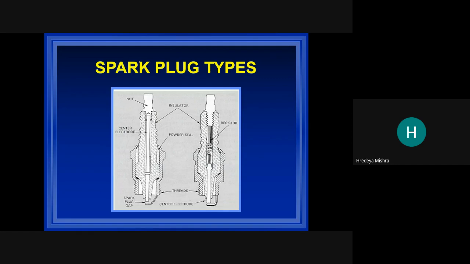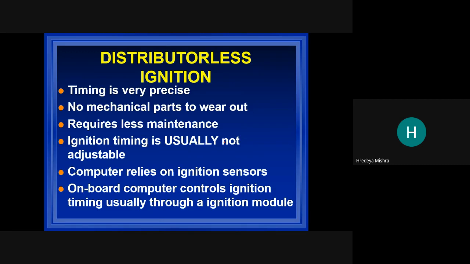Now, spark plug types. See here, most things are common, but in the power cell there is a resistor, and the central electrode also has a resistor here. So these two types of diagrams are shown for the spark plug.